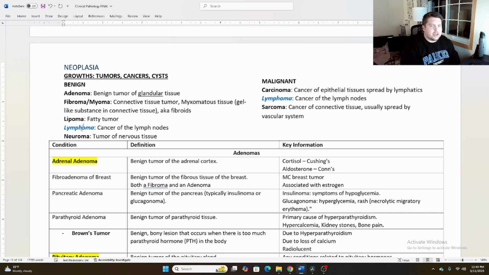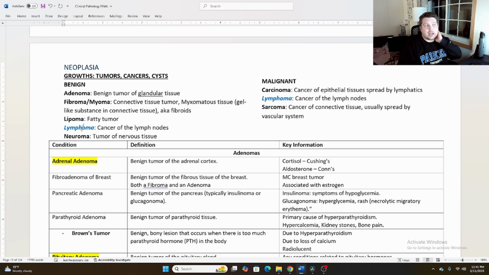Neuroma, this is a benign tumor of the nervous tissue. Still causes problems because the nerves typically run through small little channels, so they can cause some disruption there. On the malignant side of things, we have a carcinoma. This is a cancer of epithelial tissue that can be spread through the lymphatic system. Again, the lymphoma, a cancer of the lymph nodes. And then sarcoma is a cancer of connective tissue, typically spread by the vascular system.